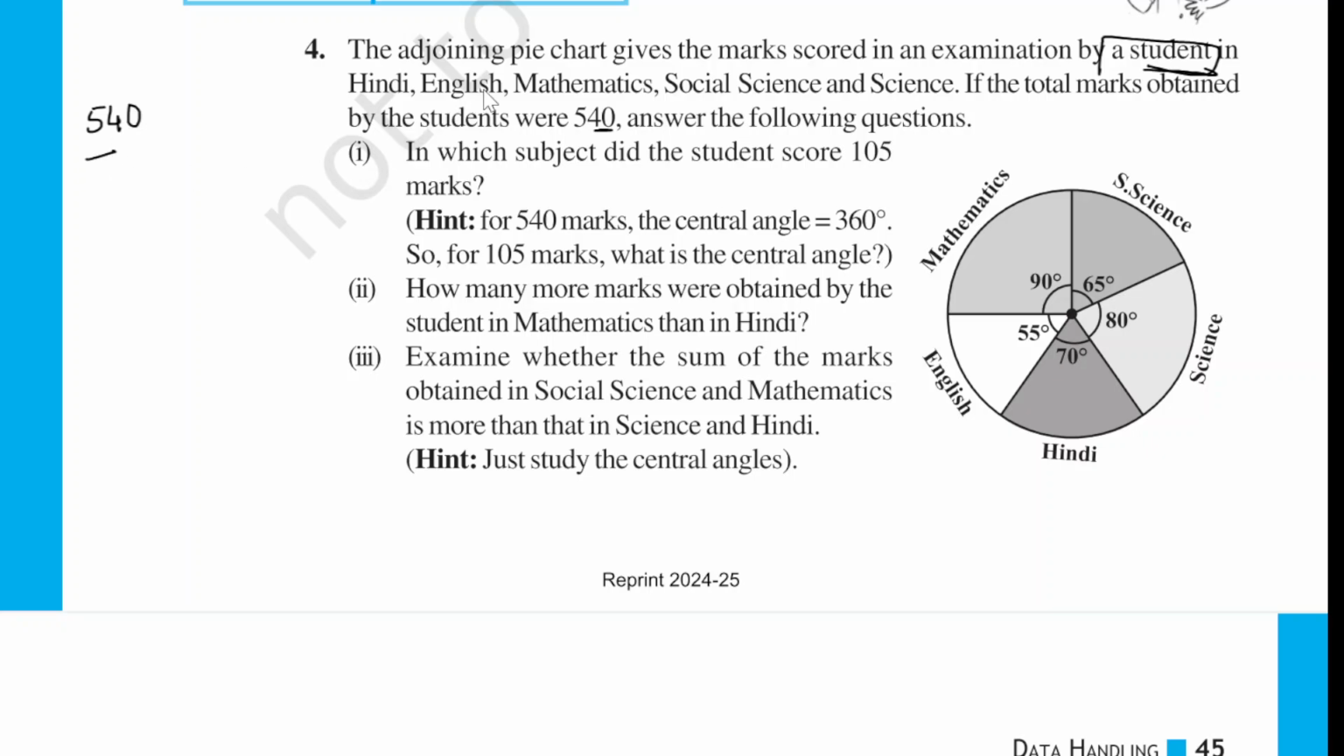Now the distribution of his marks is shown in the form of a pie chart and the central angles are given. So just by seeing the pie chart, what can you deduce? First thing you will deduce is that in mathematics the central angle is maximum, so in mathematics he is scoring maximum marks. Next he is scoring well in science, and he has scored minimum marks in English.